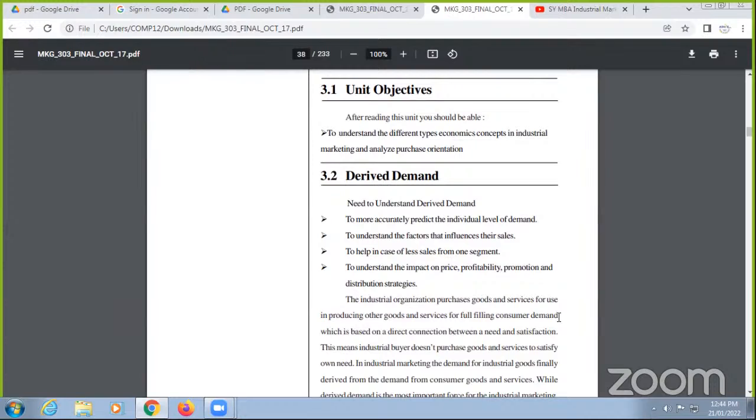We need to understand derived demand. First, to more accurately forecast the individual level of demand. Second, to understand the factors that influence their sales. Third, to help in case of less sales from one segment. And fourth, to understand the impact on price, profitability, promotions, and distribution strategy.